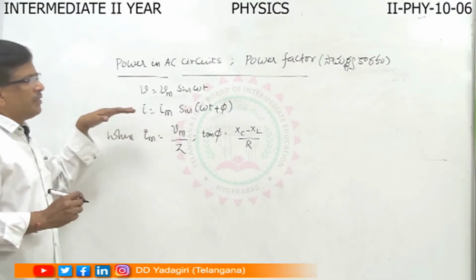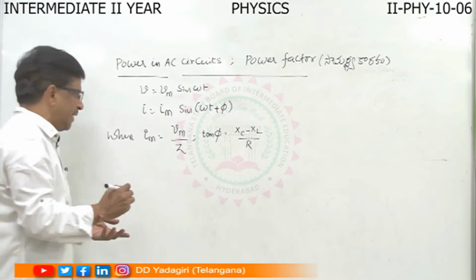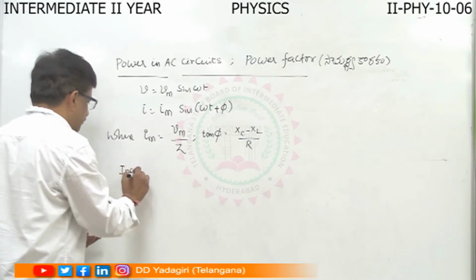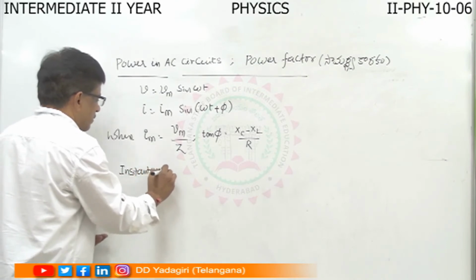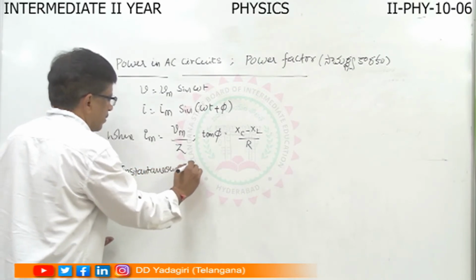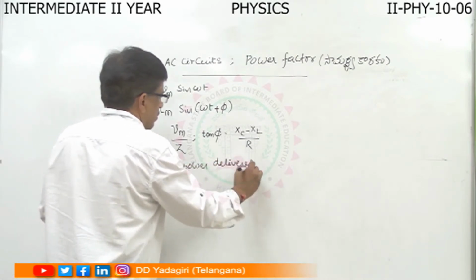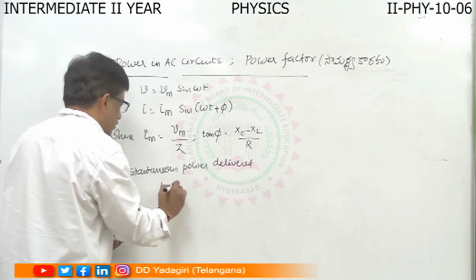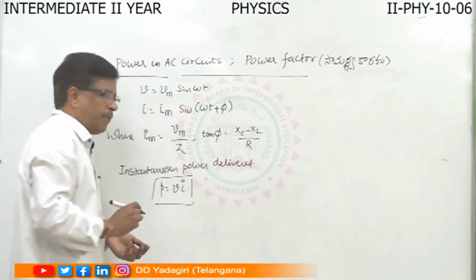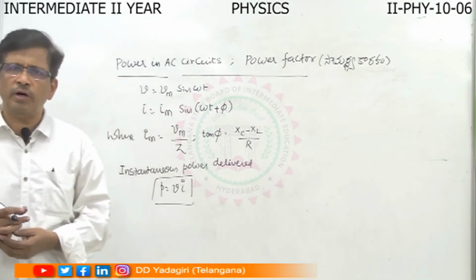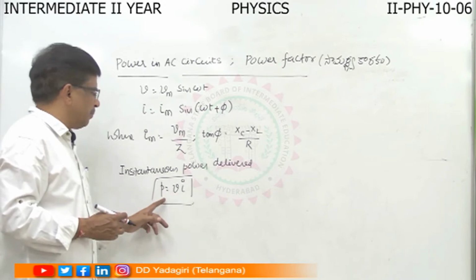Now, in the LCR circuit, what is the instantaneous power delivered to the circuit? Instantaneous power. We know the equation for power. P is equal to Vi. This is the equation for power. P is Vi is the equation for power. So by multiplying voltage and current, we can get power.